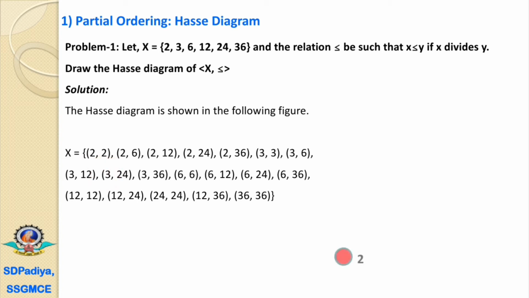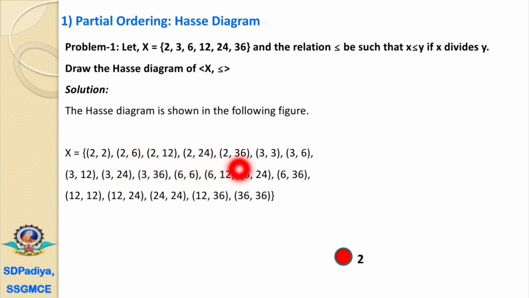That's why first we'll draw a circle for the 2. Now the next element is 3. Now 2 is not a divisor of 3. If 2 is a divisor of 3, then we can draw this 3 at the above level, at the next level. But there is no relation between the 2 and 3.